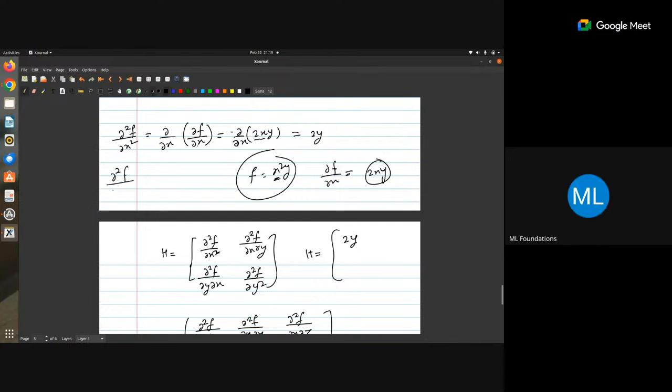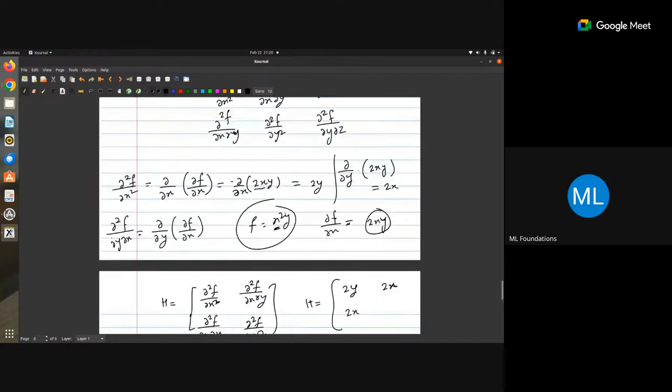Del 2f upon del x del y is what? Del by del y of del f upon del x, right? Is the y taken outside, like 2xy, when you write it? Yes. It's okay. The order doesn't matter actually here. Basically, we are first doing by x, then by y, because I have done here del f upon del x, then I'm just doing it for y. So now what is the value? 2x. So 2x will come here, again 2x will come here. Because in both ways, if you try to solve it, okay, I'll try to solve it both ways also. Suppose I wanted to solve it like this. I'll remove this.